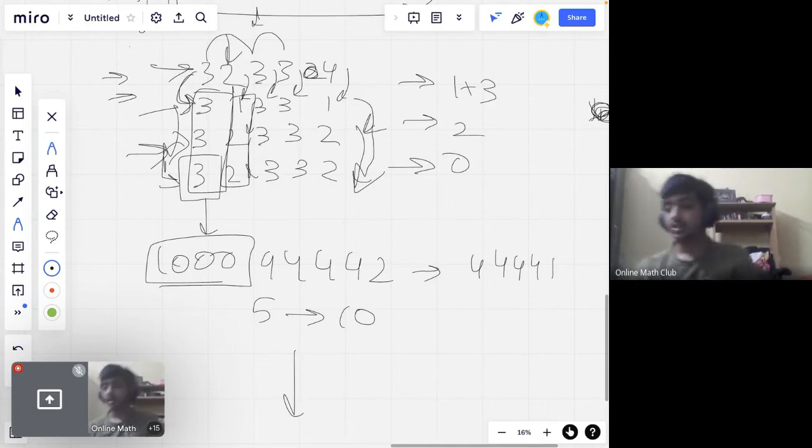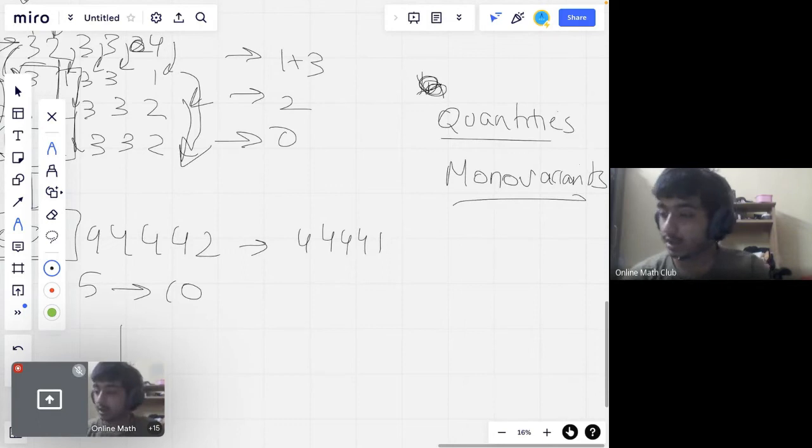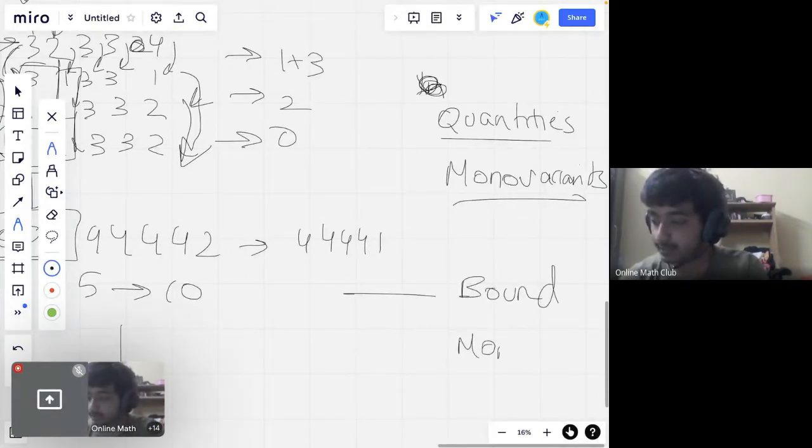This is actually a very important idea, where you show there's a bound, and then you find a monovariant to the process.